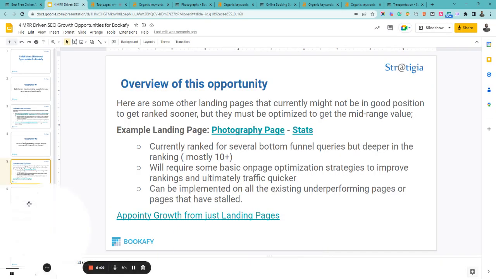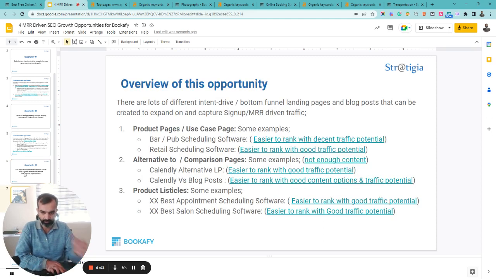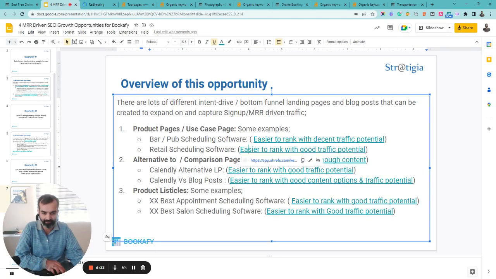So moving on to the next opportunity, opportunity three, which is: add new landing pages and bottom funnel blog posts to expand and capture intent-driven organic traffic. That is in addition to what I just mentioned in terms of covering those spaces, like the example I showed of Appointee. Adding pages like bar and pub scheduling software, it's easier to rank with decent traffic potential. As an example, there is retail scheduling software. Again, it's easier to rank.